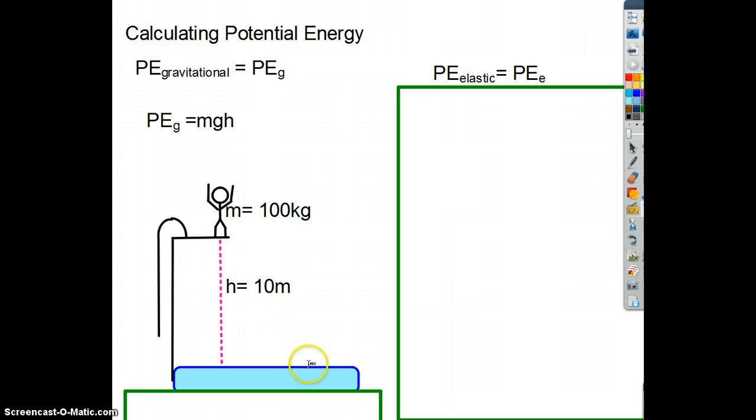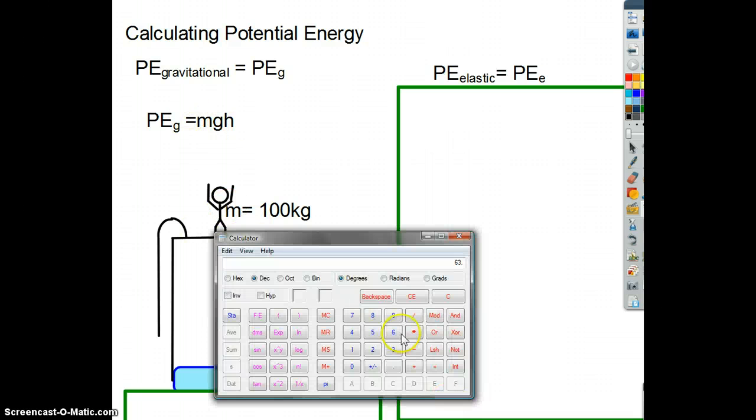Alright, so we took in here 100 kilograms times 9.81 times 10 meters. So 1,000 times 9.81, and we got 9,810. Easy enough, right? 9,810 joules. 9,810 joules of potential energy.